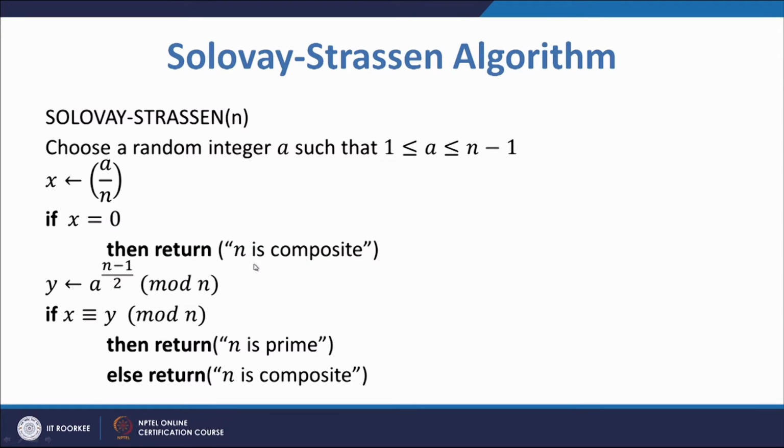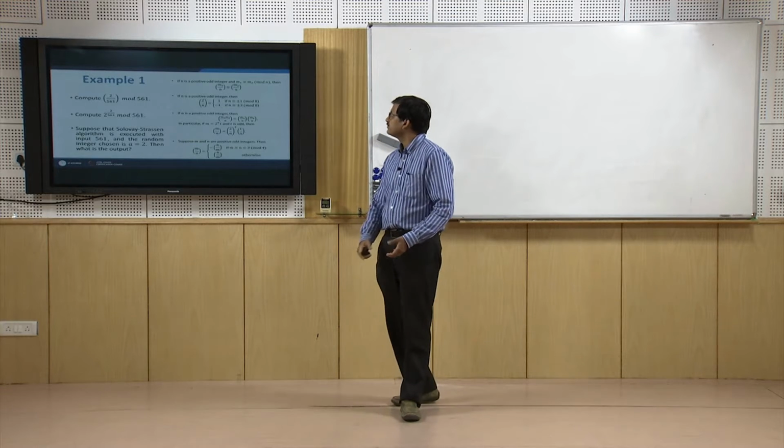If it is not 0, then we calculate a raised to the power (n minus 1) by 2 mod n and store it in y. Then we check whether x and y are congruent modulo n or not. If congruent mod n, we say that the number n is prime, otherwise not. Now, let us look at this example.